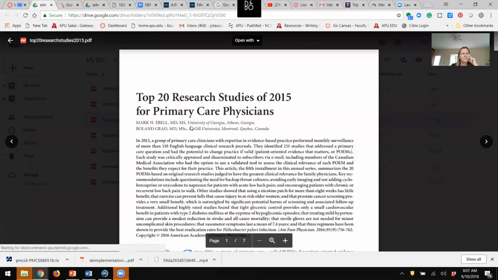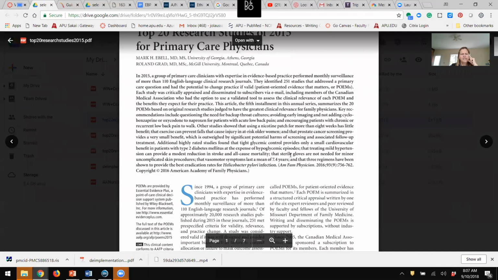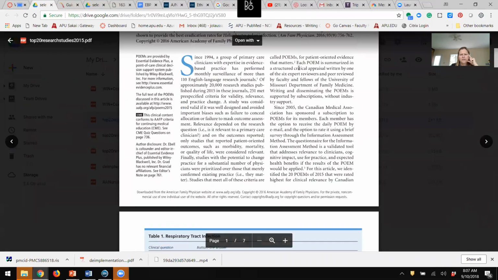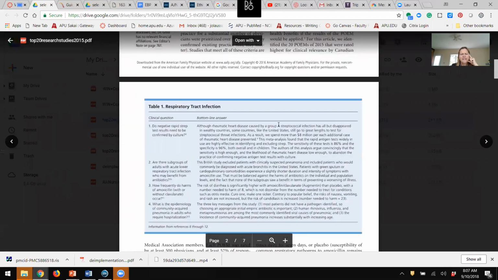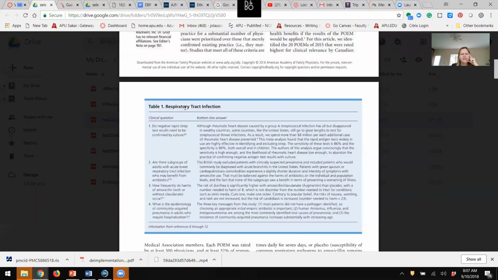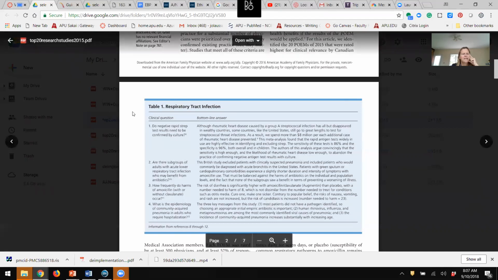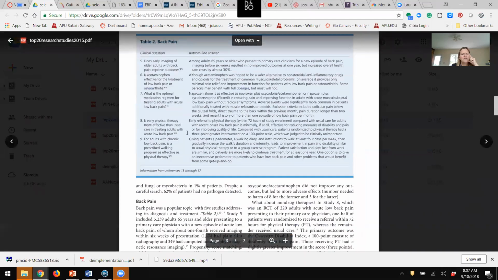These I always think are really interesting. So these are just some ideas about, they're called POEMs, Patient-Oriented Evidence That Matters. And so then they go in through here and they talk about respiratory tract infections, for example. Do negative rapid strep test results need to be confirmed by culture? And then the answers to all of those. So you can look through there and get some ideas. They're pretty interesting.